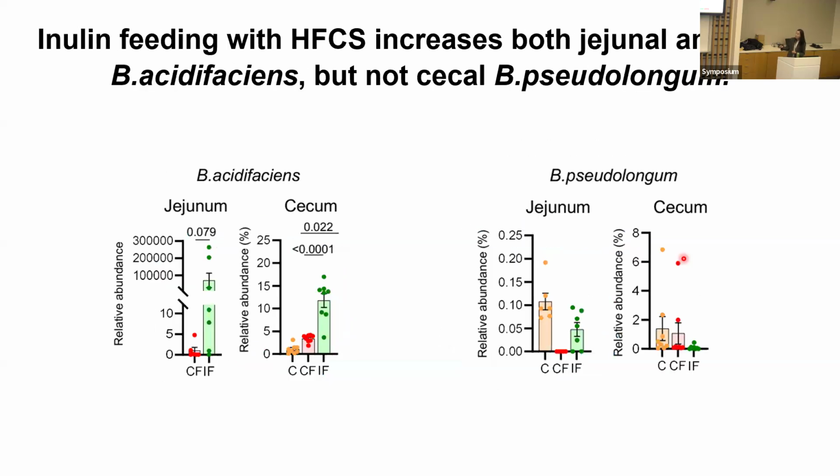So one of the candidate bacteria that's anti-fructose is, I will say, BA bacteria. BA bacteria increased in intensity in the jejunal and cecal content by inulin supplementation. But we found BP bacteria, which is Bifidobacterium pseudolongum, increased jejunal intensity, but not in cecal content.